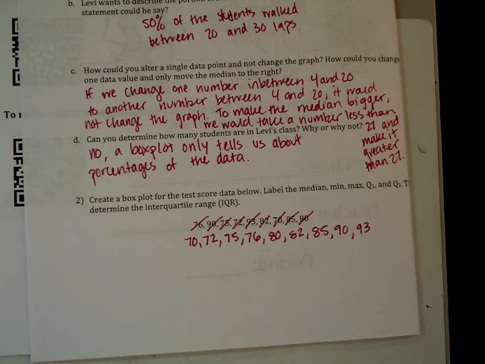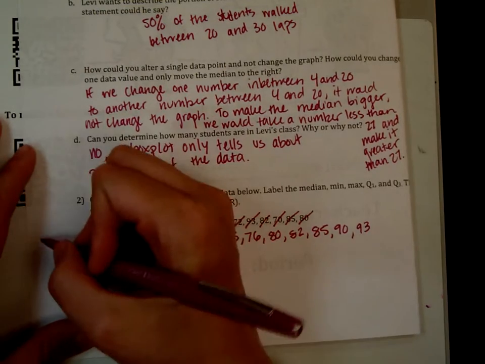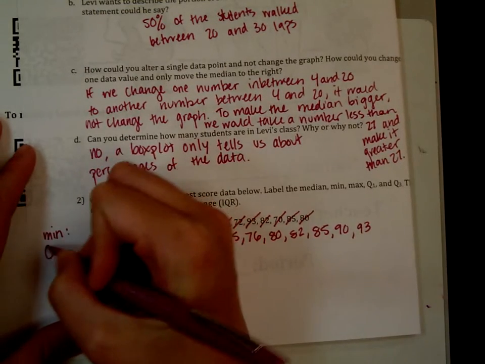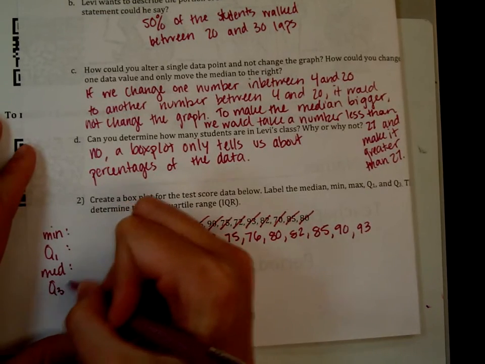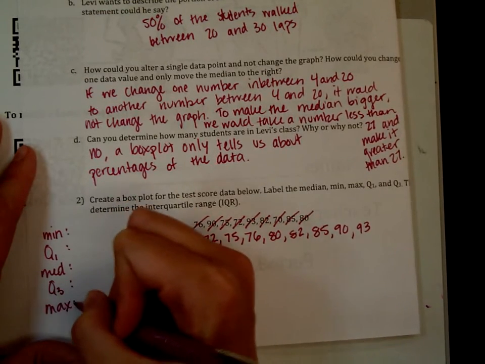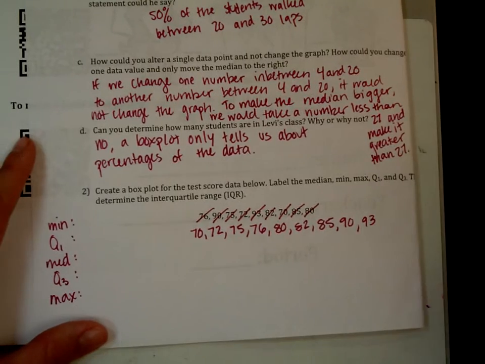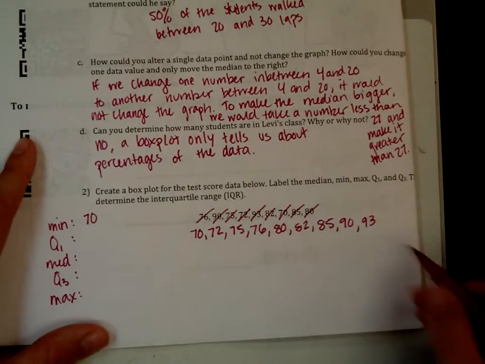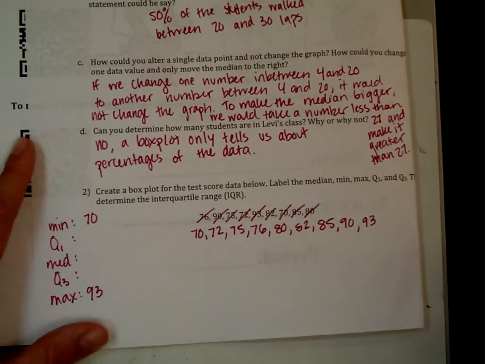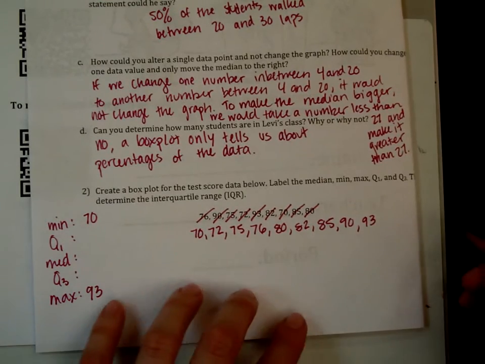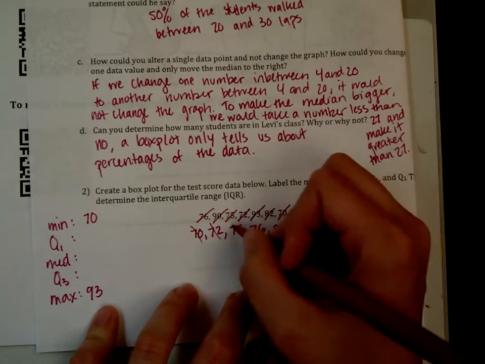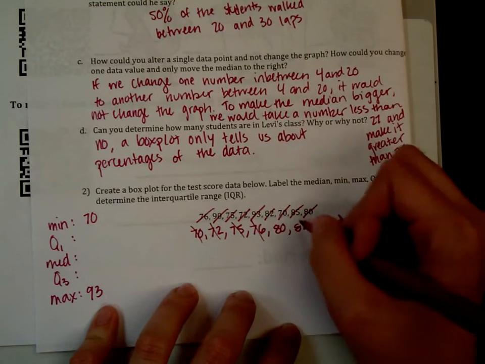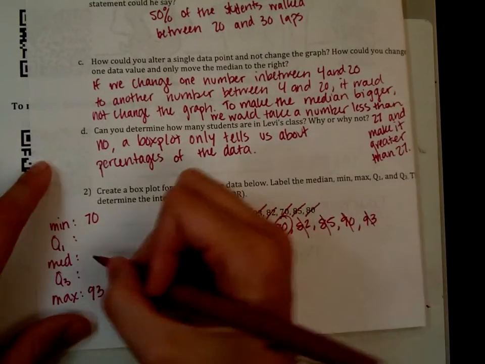First I'm going to find, so we've got minimum, Q1, median, Q3, maximum. So the minimum I know is 70. The maximum I know is 93. Now to find the median, I'm going to find the one in the middle, so I'm going to cross off. So 80 is the median.